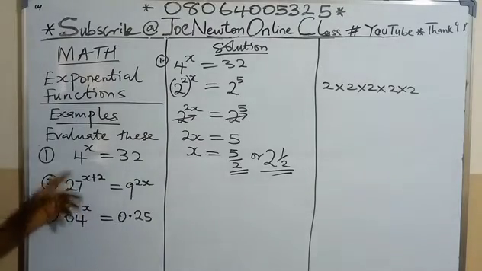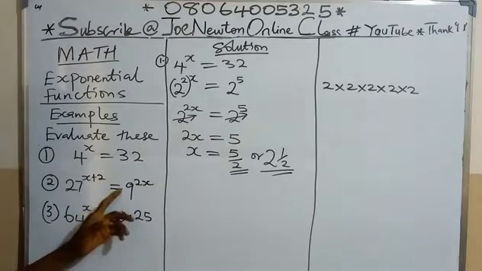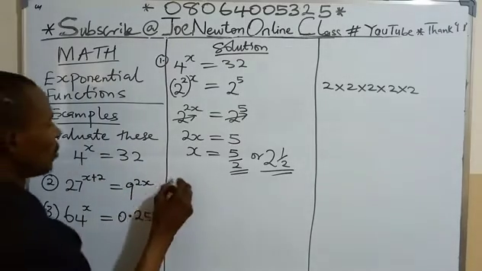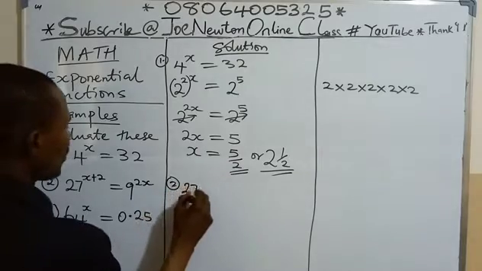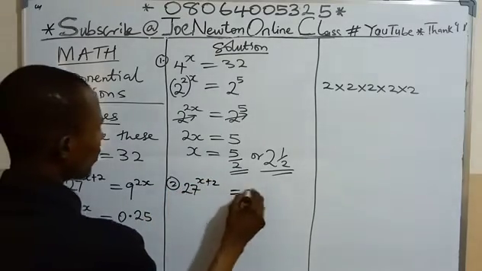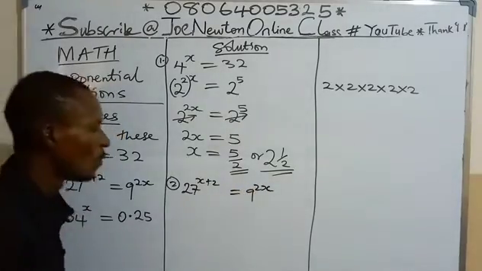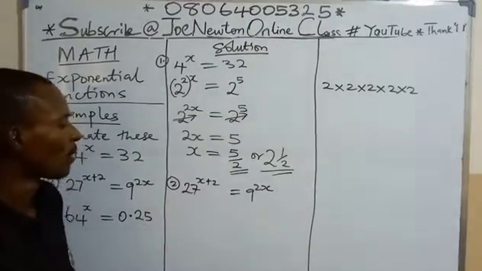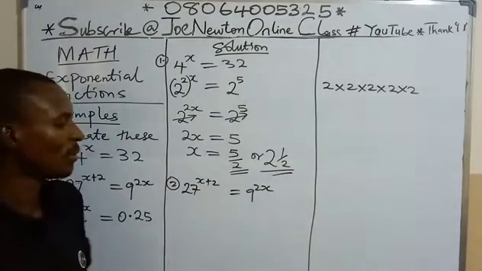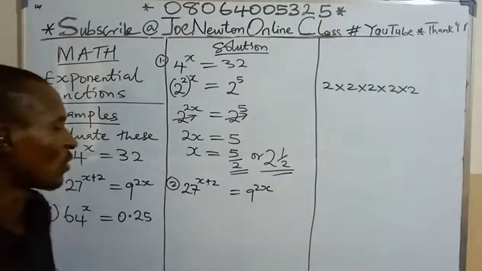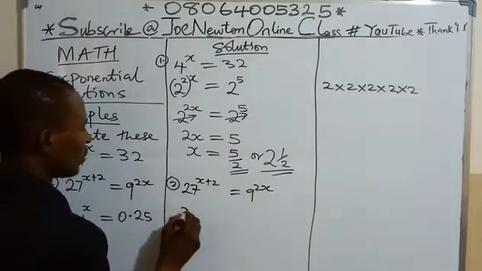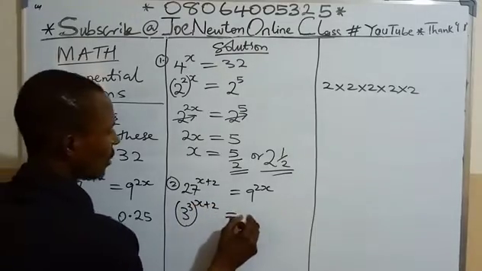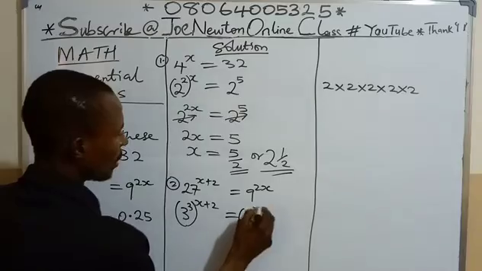Next, number 2 says 27 raised to the power x plus 2 equals 9 raised to the power 2x. So number 2, we use the same approach. We have 27 to the power of (x plus 2) equals 9 raised to the power 2x. Now we look at these numbers. What number, raised to some power, gives us 9 and, raised to another power, gives us 27? Quickly, that number is simply 3. So we have 3 raised to the power 3(x plus 2) equals 3 raised to the power 2(2x).